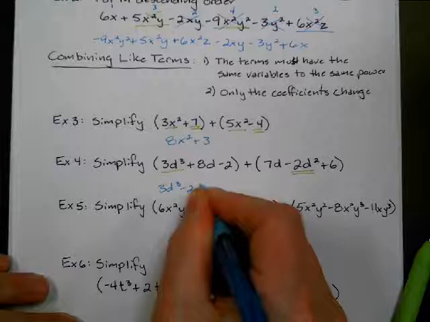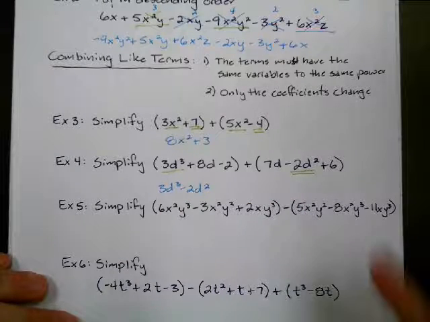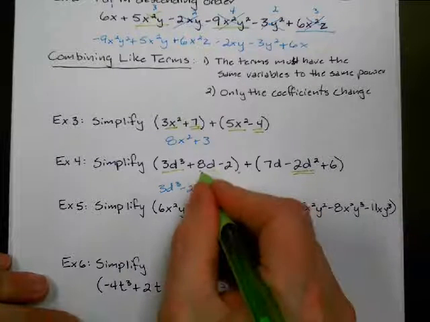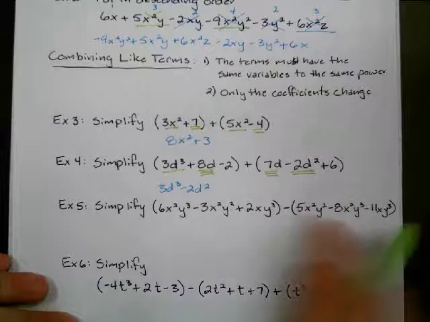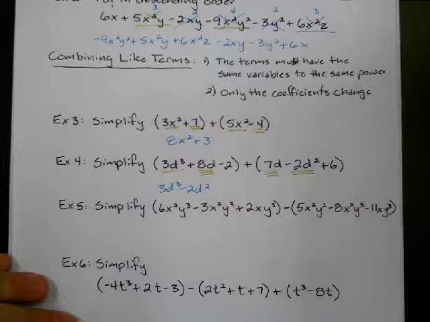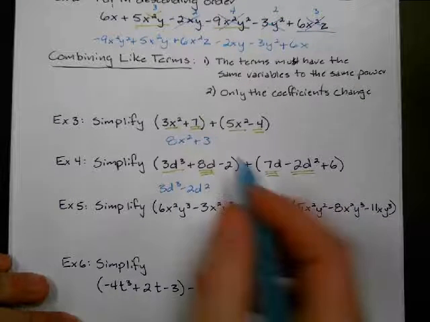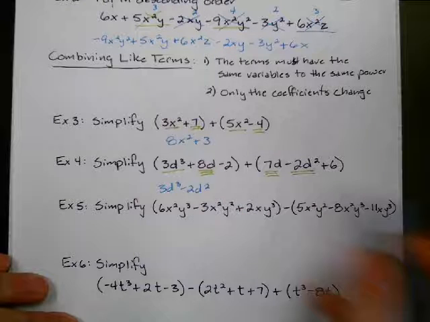All right, now we're down to the first degree. I've got 8d and 7d. Those are like terms because they both have a d and it's to the first power. So I've got 8d's here, 7d's here. That's a total of 15d's.